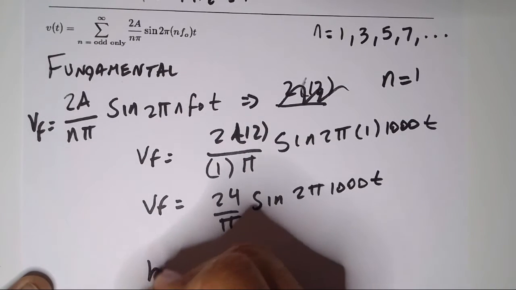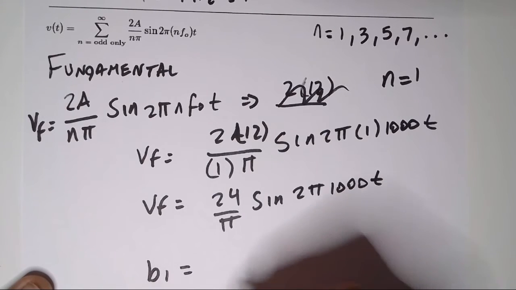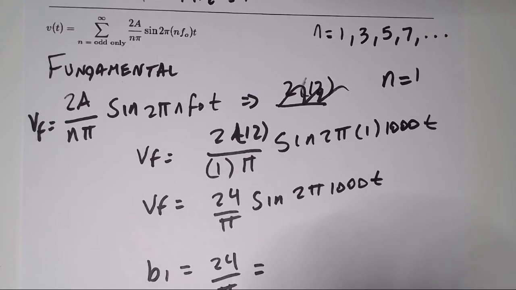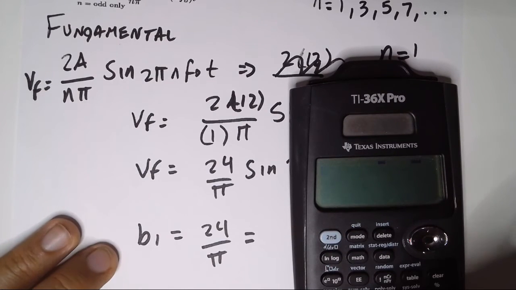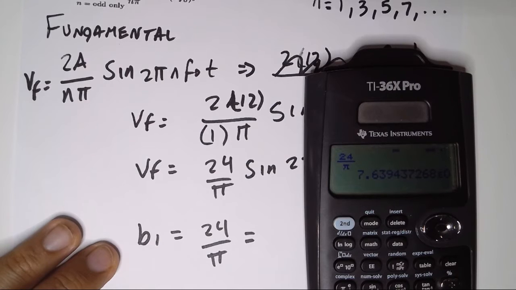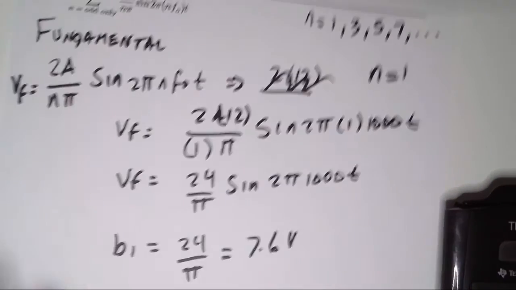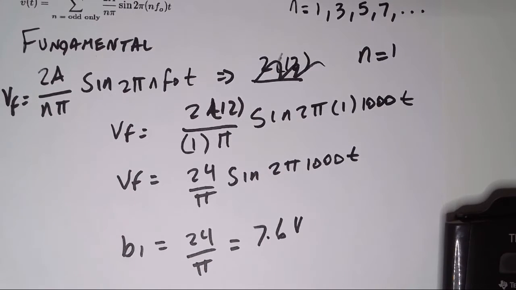Now we need to find the amplitude of the sine wave, the exact number. In this case it is 24 over pi, which if we use our calculator we can find quickly. 24 over pi, that's 7.63, 7.64. We can keep it at 7.6 volts, keeping it simple. So this is the first harmonic or fundamental.